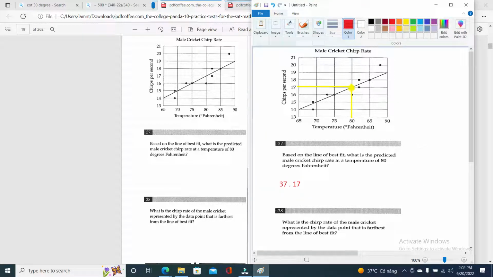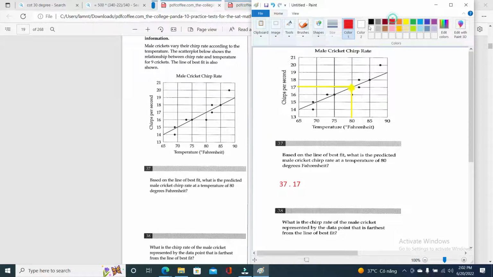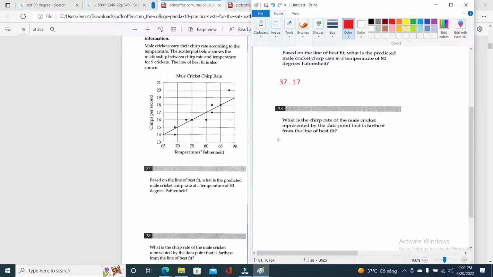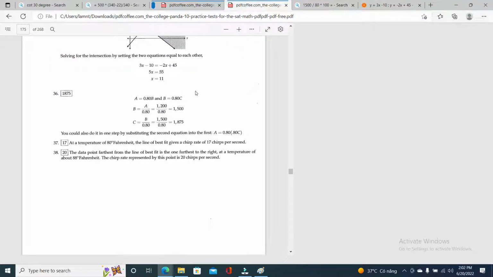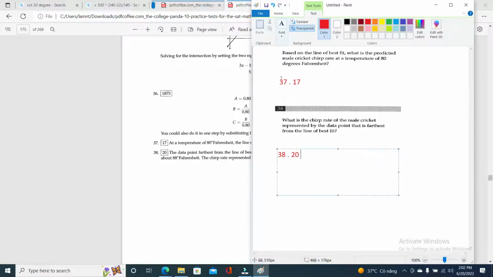What is the chirp rate of the male cricket represented by the data point that's farthest from the line of best fit? So I think they are talking about this point. So the chirp rate is actually 20, right? So 38 is 20. So let's check if we are correct. So it's 17 and 20. 37 is 17, and 38 is 20.